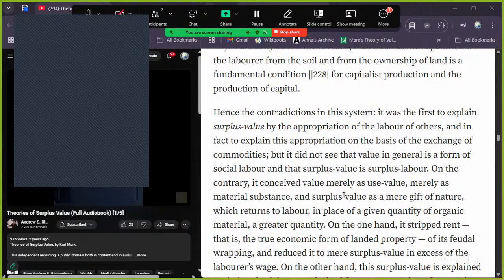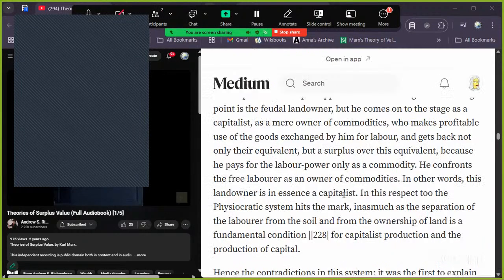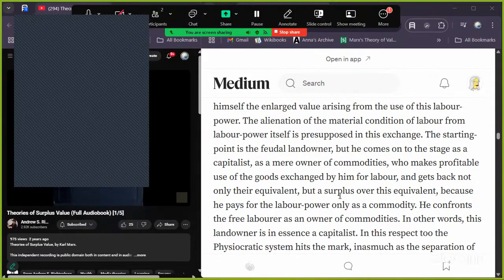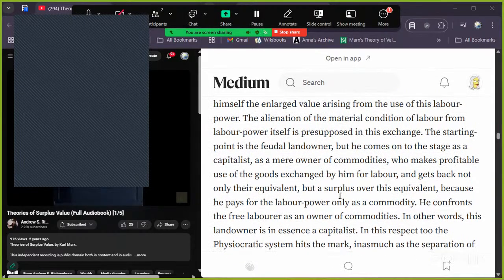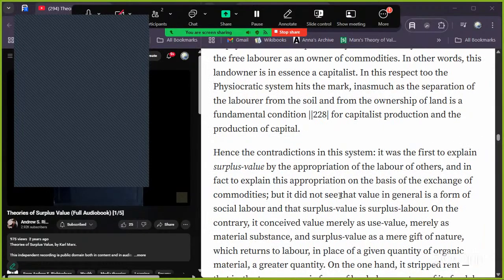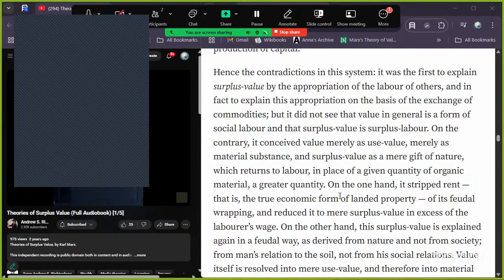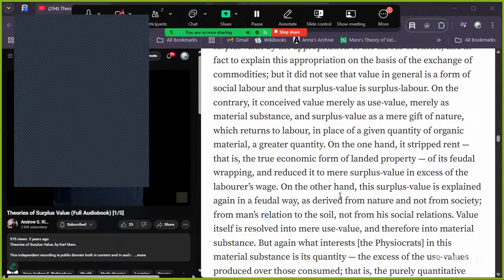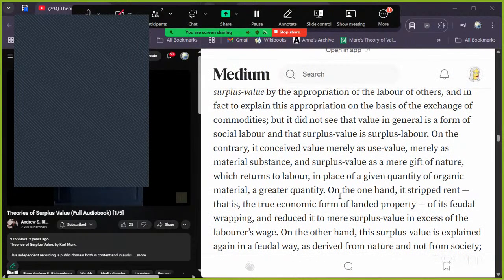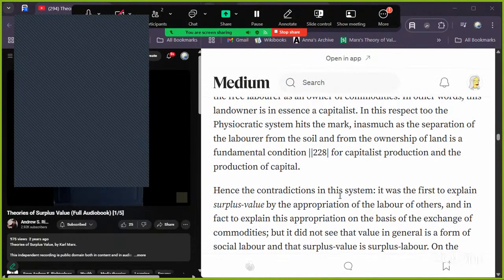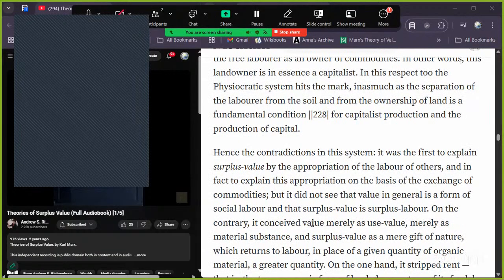In this respect too, the physiocratic system hits the mark, inasmuch as the separation of the laborer from the soil and from the ownership of land is a fundamental condition for capitalist production and the production of capital. Hence the contradictions in this system. It was the first to explain surplus value by the appropriation of the labor of others, and in fact to explain this appropriation on the basis of the exchange of commodities, but it did not see that value in general is a form of social labor, and that surplus value is surplus labor.